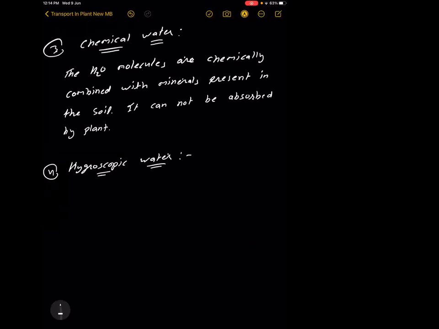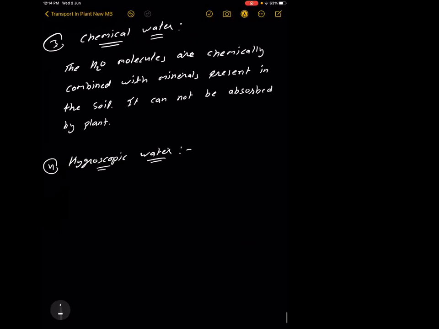Okay, fine. So hygroscopic water. Hygroscopic water, what does it mean? Actually, these are water molecules and these are soil particles. Around these soil particles, water forms a thin film. It is attached to the soil particles as a film, a thin layer, and it is tightly attached to the soil particle and cannot be separated. So it is also not available to the plant.